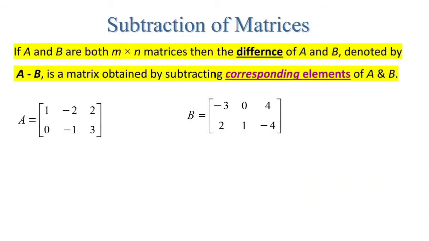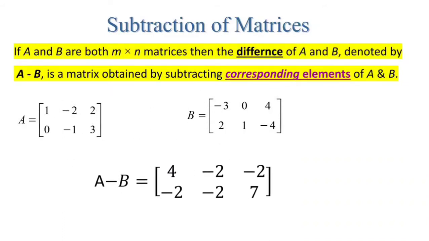Now see here the subtraction of both matrices, that is A minus B. 1 minus minus 3 becomes plus 4, minus 2 minus 0 is minus 2, here 2 minus 4 is minus 2, 0 minus 2 becomes minus 2, minus 1 becomes minus 2, and 3 minus minus 4 is 3 plus 4, that is 7. This is A minus B. It's very simple. Just subtract corresponding elements.